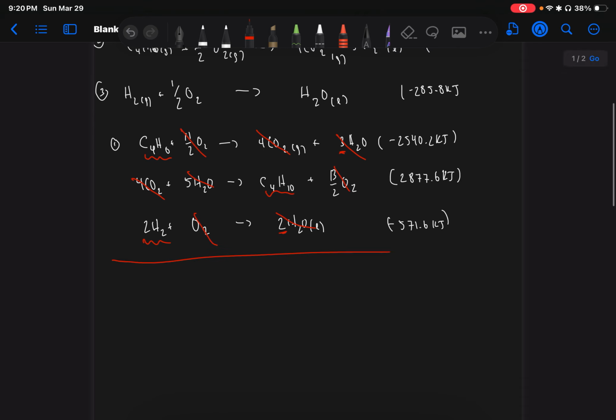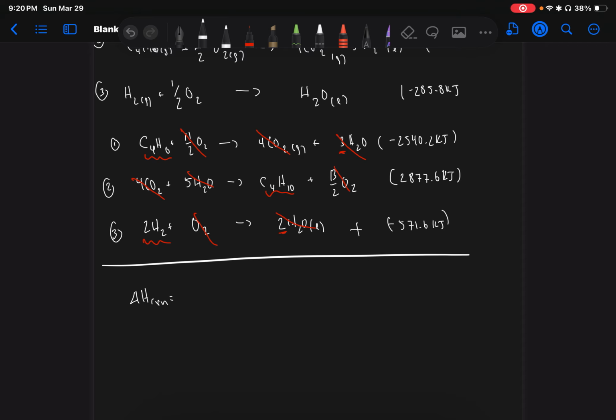So now we just got to make the net equation and add these values all up together. So let's put it into the calculator. We should get a value of negative 234.2 kilojoules. Standard heat of reaction. Boom. There you go.